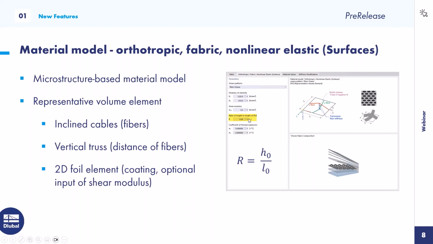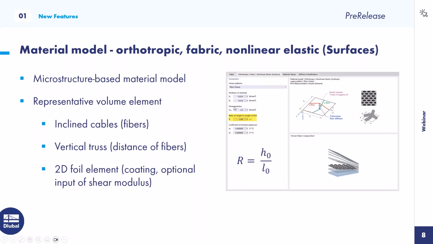So all you need to enter is, of course, as always, if you have some material properties for the orthotropic material, you will need to enter them. And then you only need to enter a ratio of the height to the length of the volume element. So you can see the height is the stitch between both fibers, and the length is then one element, so it's one part of the weave.